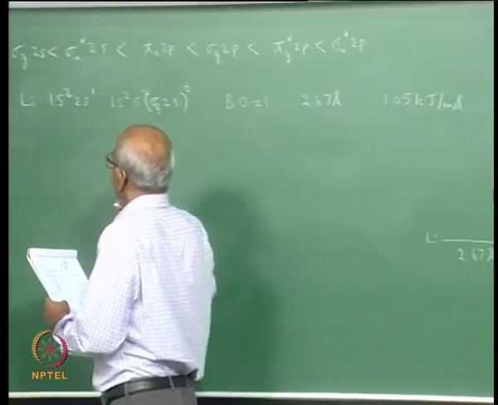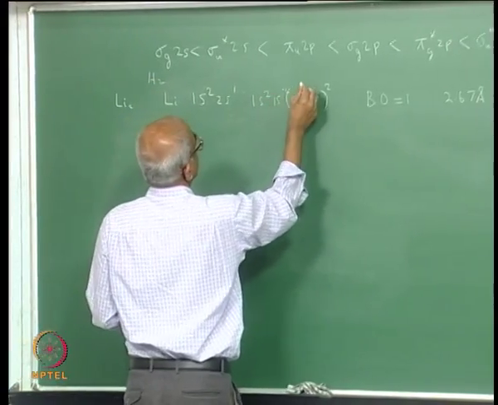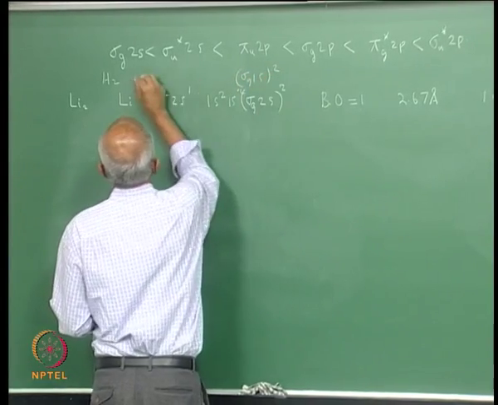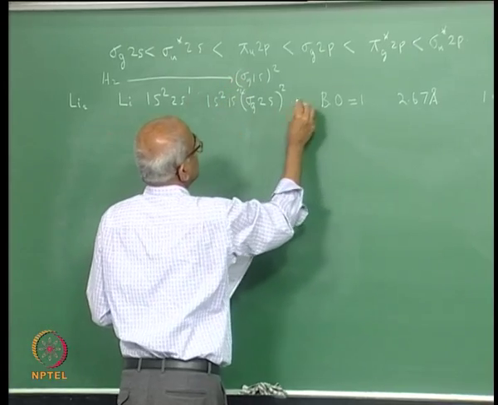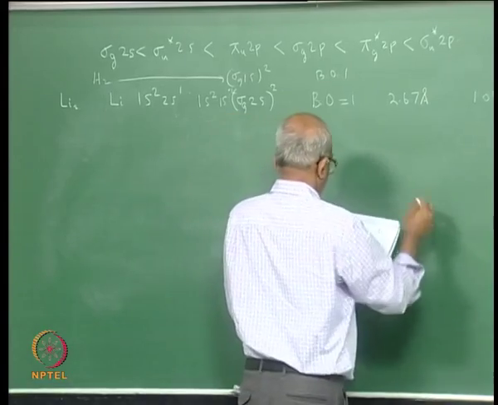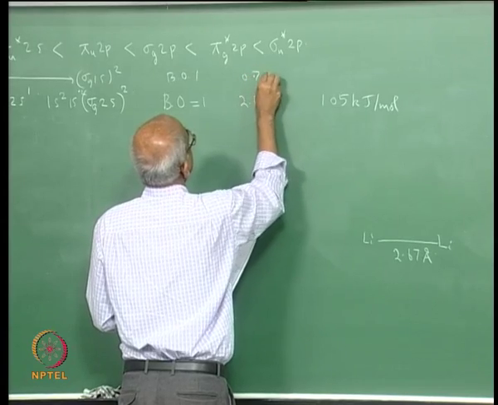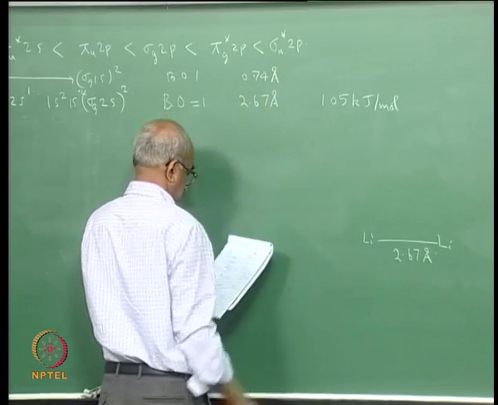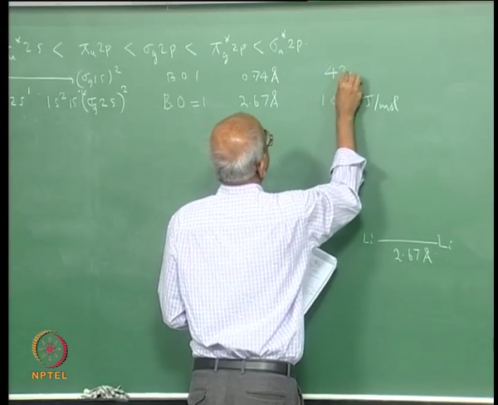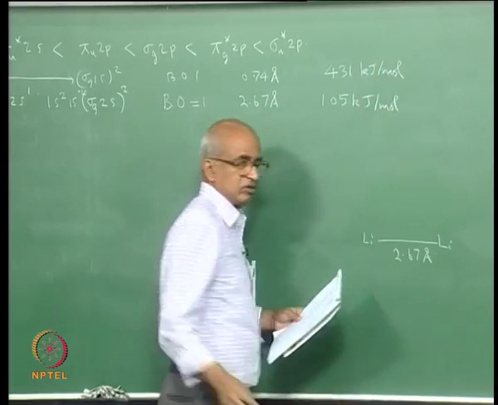Just to compare, maybe I should write H2 here. H2 has 2 electrons in sigma g 1s. Bond order actually is 1. Bond length is 0.74 angstroms. And the bond energy is how much? It is 431 kilojoules per mole. Just to compare the two.